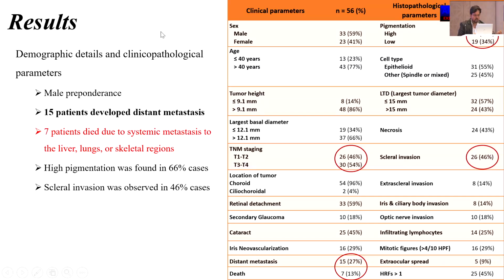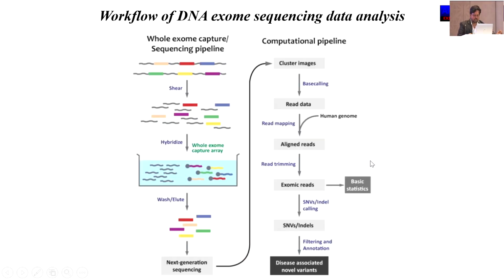So these are the demographic details of the 56 patients, in which we can say that 54% of patients have advanced tumor staging, 27% of cases show distant metastasis, and 7 patients died out of the 56 cases. So this is the workflow for DNA exome sequencing data analysis.